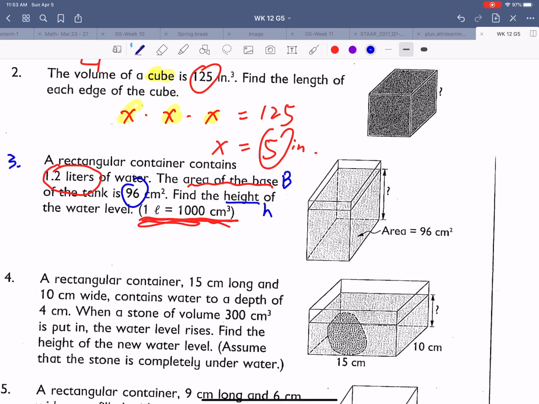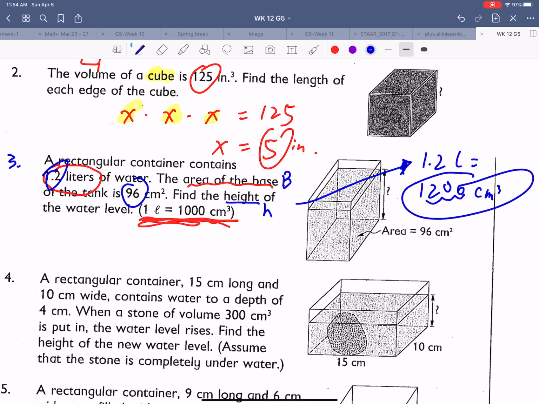So let's convert 1.2 liters to centimeters cubed first. Since 1 liter is 1,000, so 1.2, you may move your eyes on the right. So let me convert this first. 1.2 liter. 1 liter is 1,000. So 1.2 times 1,000. 1, 2, 3. Move your decimal point 3 times. So it's gonna be 1,200 centimeters cubed. Okay, that's the volume we have here.